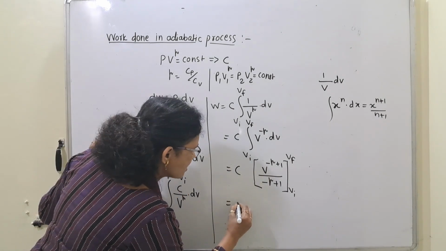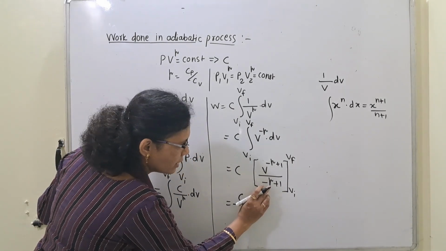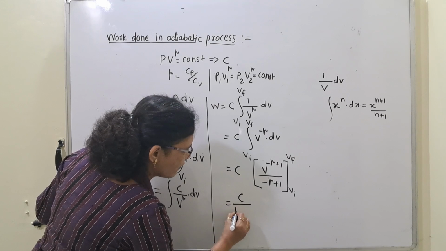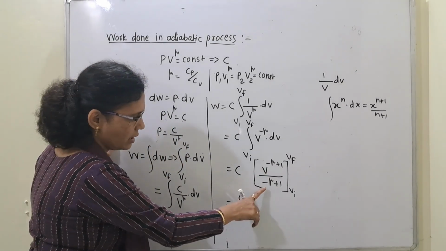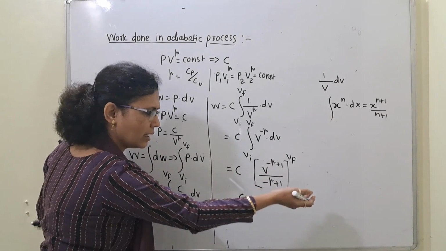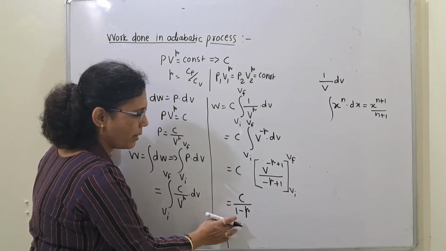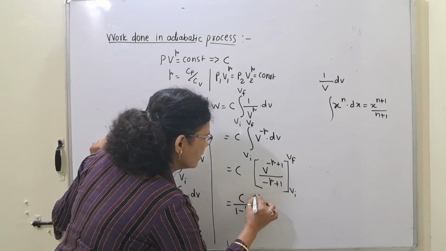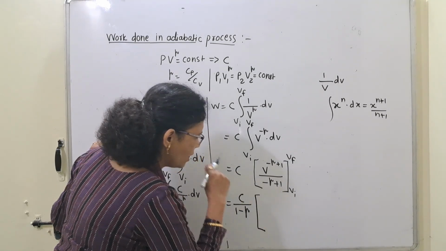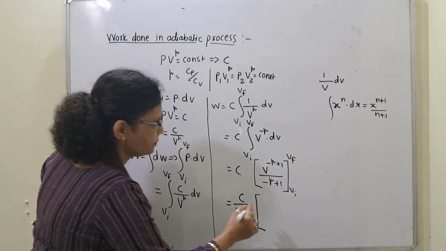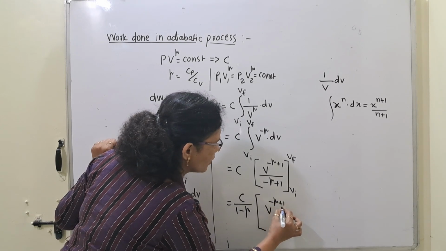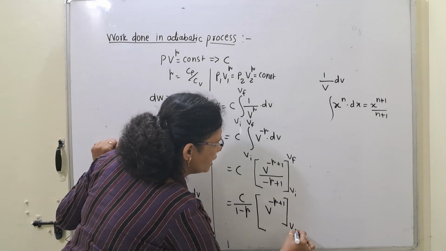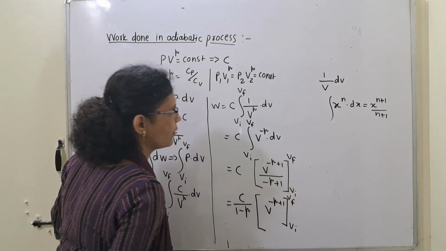Can I write like this? See, C upon this minus gamma plus 1, I will write 1 minus gamma. No change is there, because here the sign is minus. I will write 1 minus gamma, and this will be as it is, that is V raised to minus gamma plus 1 from V initial to V final.